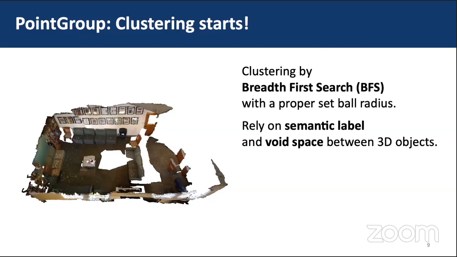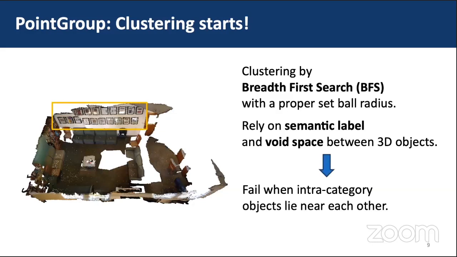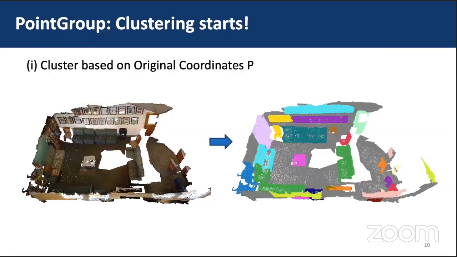This clustering algorithm relies on the semantic label and void space between 3D objects. The whole clustering process is actually to find the semantically connected components. So it may fail when two intra-category objects lie near each other. For example, in this scene, when clustering based on the original coordinates P, some pictures held on the wall are wrongly grouped into a single cluster.